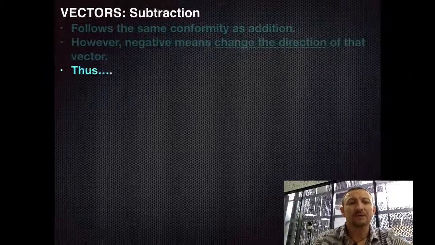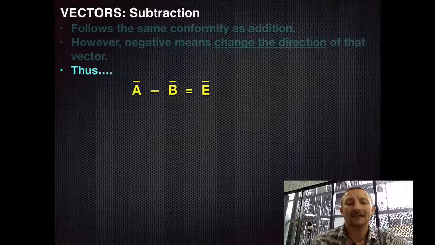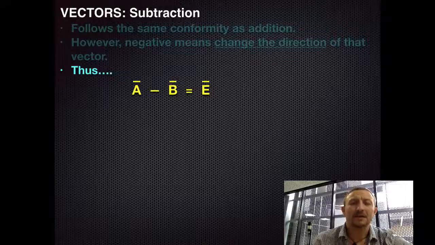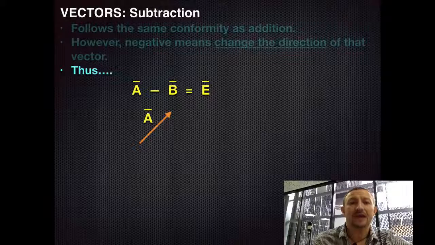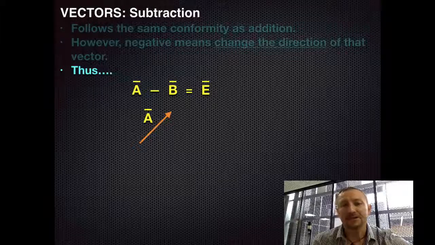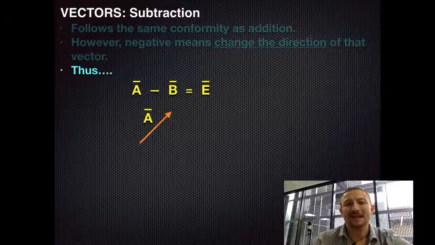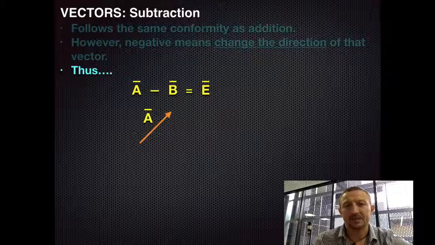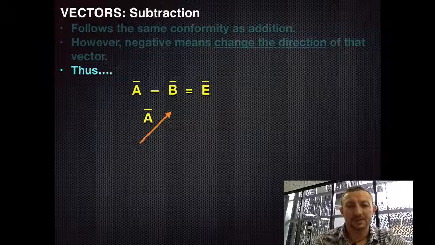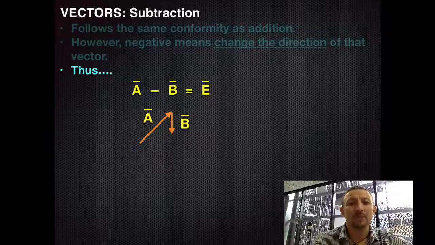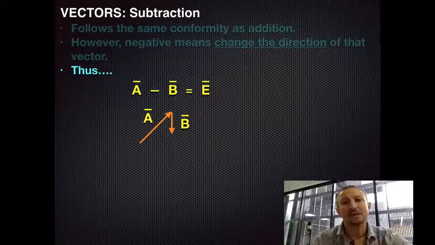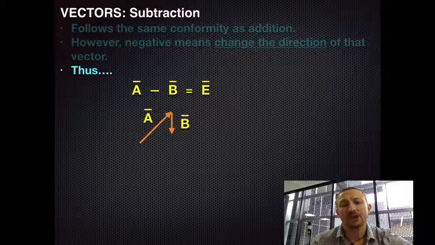So, for example, if I wanted to look at vector A minus vector B equaling vector E, what it means is that I do vector A first, and then I do minus B. Now, remember, from the previous question, vector B goes straight up. But in this case, because it's negative, I've got to go in the opposite direction. Negative meaning opposite. So as a result, B will go downwards. It will be the same size, but the direction will change.